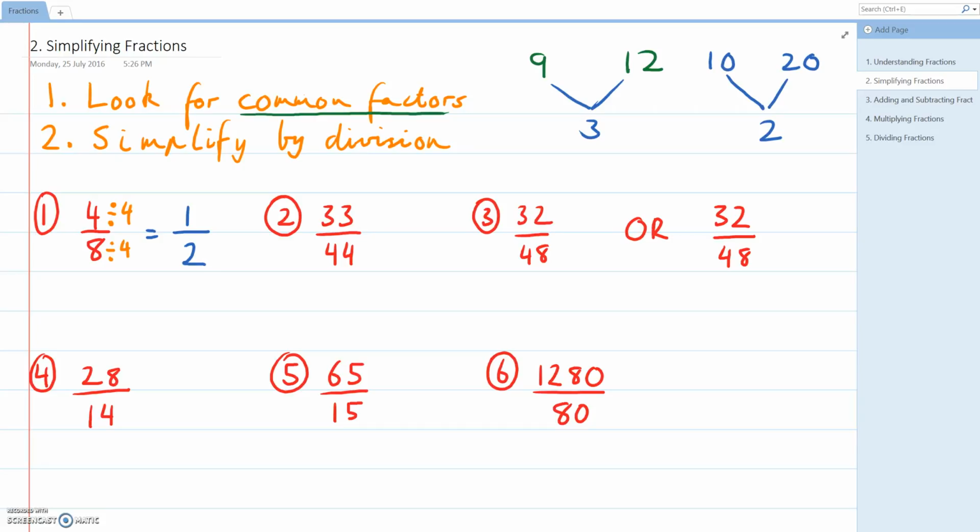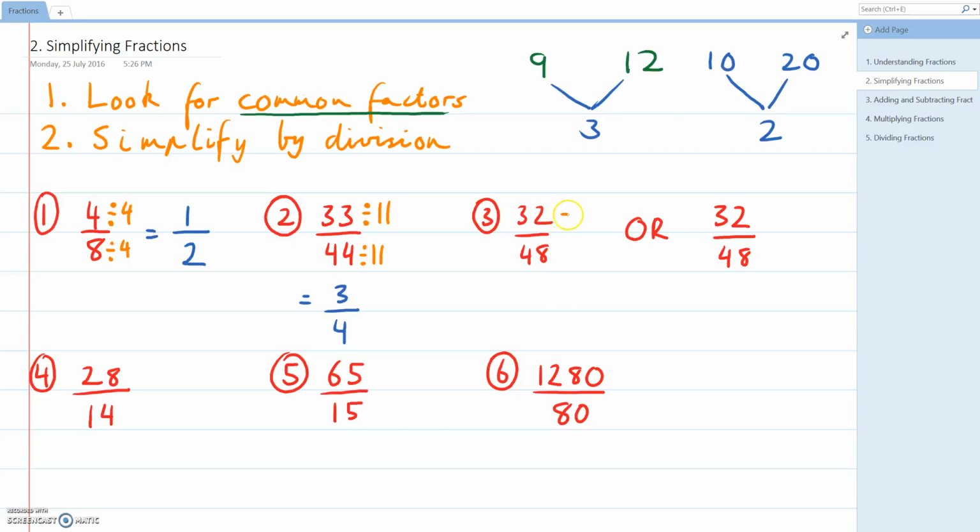Getting a bit tricky here, some big numbers. If we're looking at 33 over 44, the highest common factor is 11. I think the only common factor actually here is 11. So 33 divided by 11 is 3, and 44 divided by 11 is 4. So we're just simplifying these fractions. I'll show you 2 methods for this one. It's a bit of a tricky one.